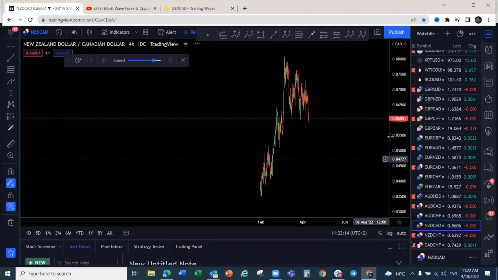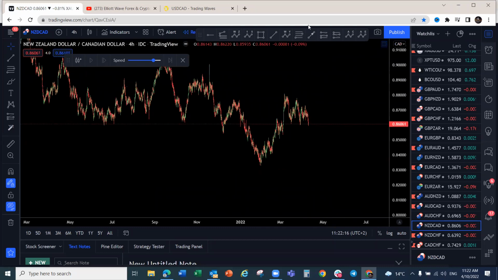New Zealand CAD. So New Zealand CAD is currently busy making this structure. We've got an impulse here. We've got 1, 2. It's busy making this structure here. We can get a bounce here, giving us a complex structure. We're watching that. Then we'll look for this one to give us a complete structure like that. As it is now, it is not so clear.